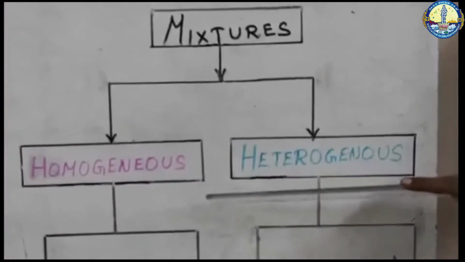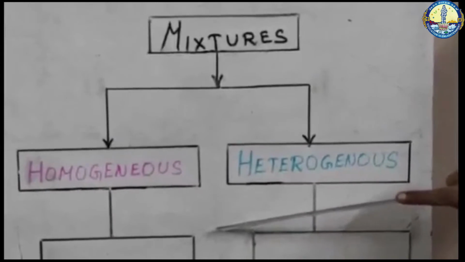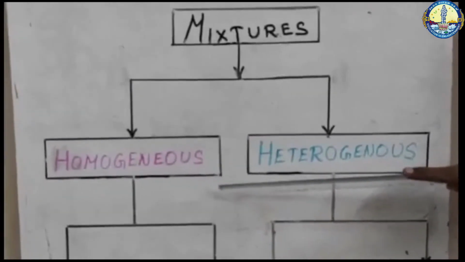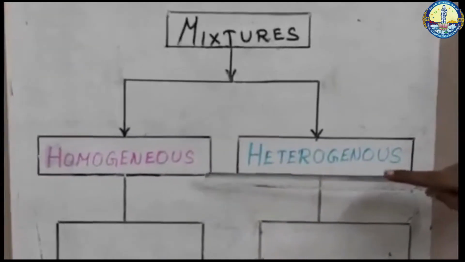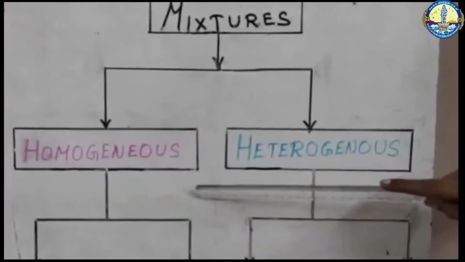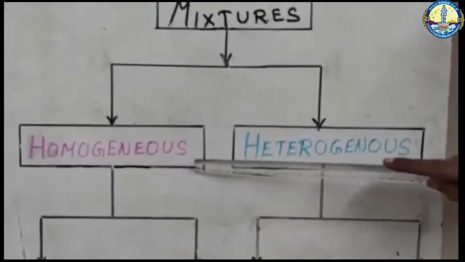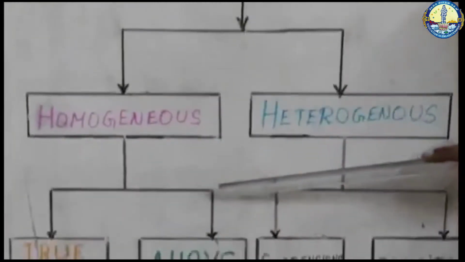Homogeneous mixture. A mixture in which the components cannot be seen separately is called a homogeneous mixture. It has a uniform composition and every part of the mixture has the same properties. Example, tap water, milk, air, ice cream, sugar syrup, ink, steel, bronze and salt solution. This homogeneous mixture is classified into true solutions and alloys.